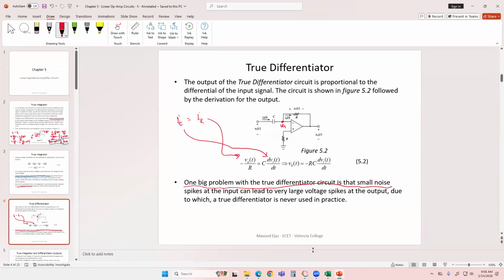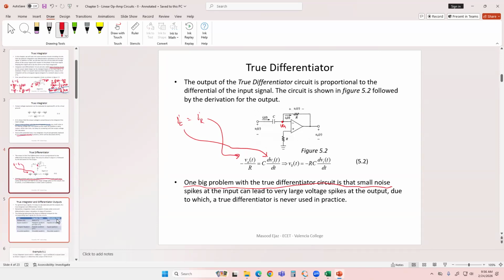And that's why we don't use this true differentiator, because of those spikes that are very possible at the output. And that's why again we modify the circuit and we create a circuit which is the AC differentiator, or differentiator bandwidth.